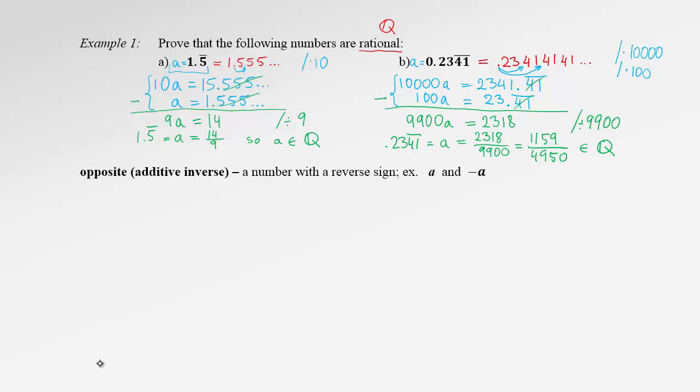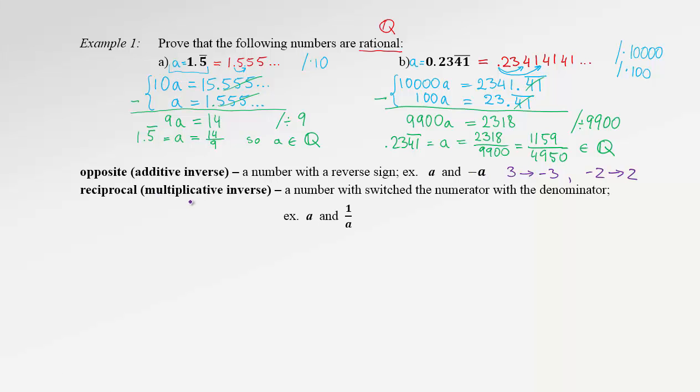Okay, let's review some more terminology. For example, if we talk about opposite or additive inverse, we are thinking about a number that differs from the original one just by placing a minus in front of it. So if I have a number 3, the opposite is negative 3. And the opposite for negative 2 is 2. Notice the properties of these two opposite numbers. When you add them up, 3 plus negative 3 is 0. Generally, a plus negative a is 0.